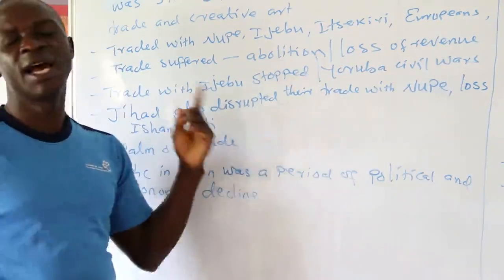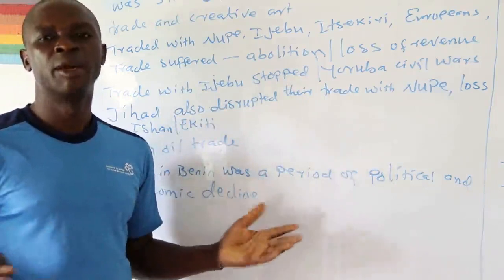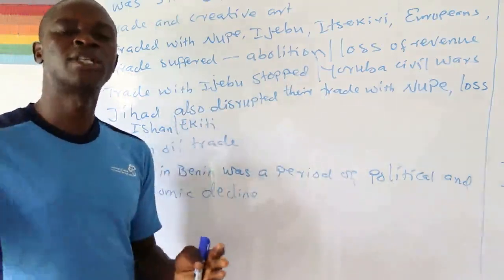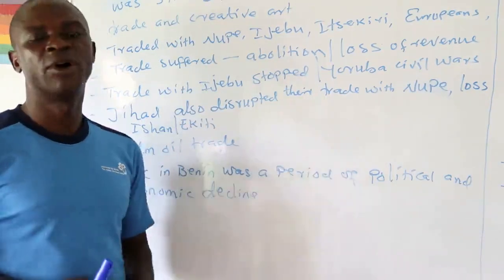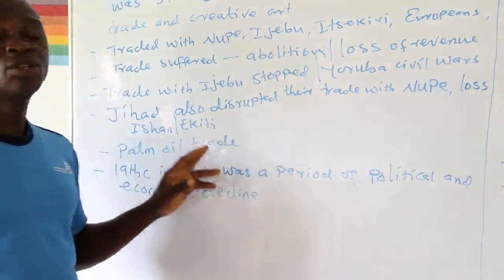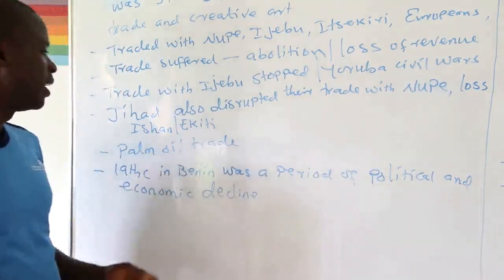Now, the kingdoms that enjoyed that particular trade were kingdoms like Ishikiri, because Ishikiri was located at the coast. So she had much contact with Europeans who came for palm oil within the Niger Delta side. So the introduction of the palm oil trade actually affected Benin economically.